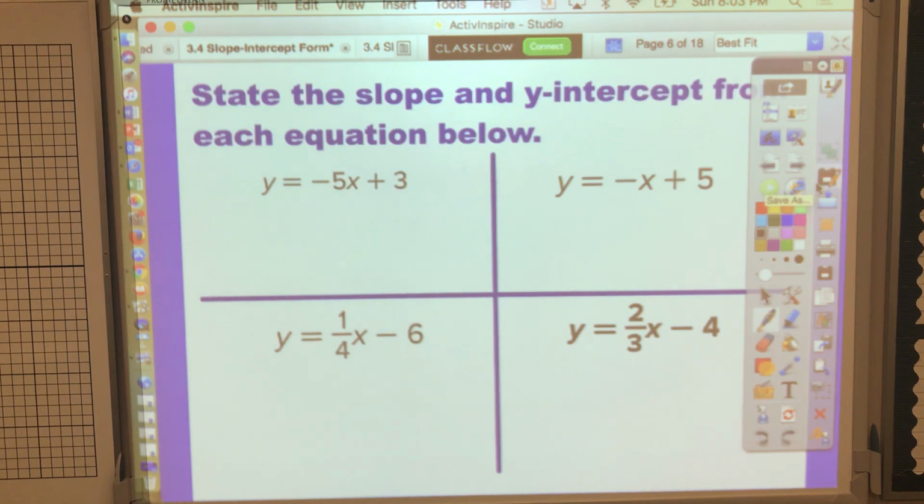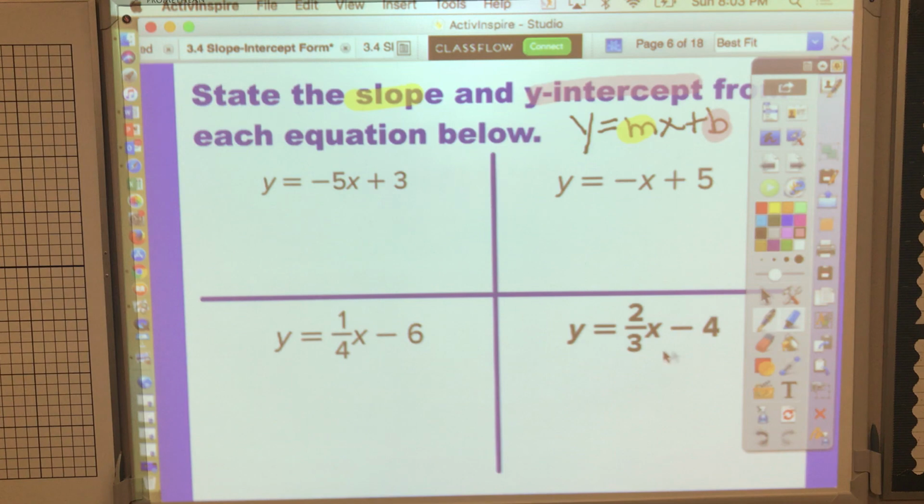So now let's look at some equations, and let's just identify that slope and that y-intercept. And we can label these with m and b. So remember, our form is y equals mx plus b. We are looking for m, which is our slope. Okay, m is our slope. And we are looking for b, okay, which is our y-intercept.